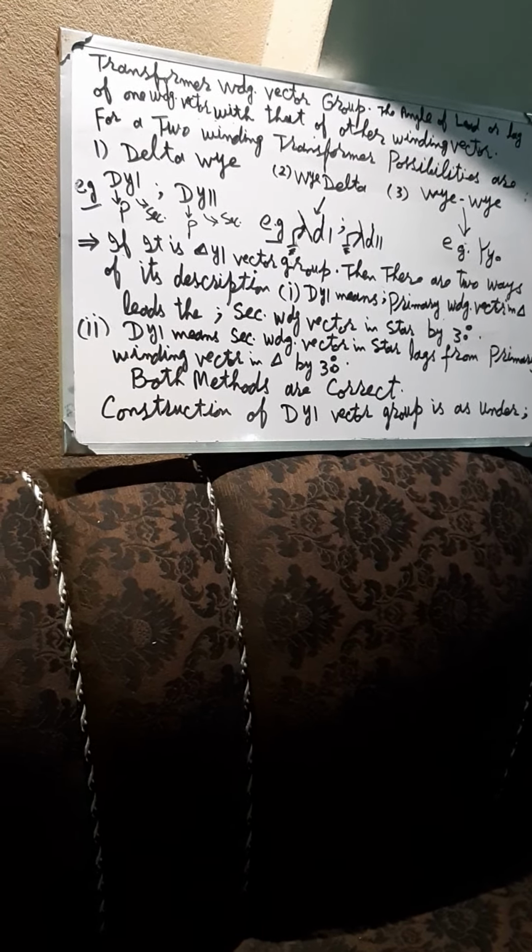Similarly, Dy11 means that the primary winding vector leads the secondary winding vector by 330 degrees, and its second explanation is that the secondary winding vector lags the primary winding vector by 330 degrees. If you take the lesser angle, then in the anti-clockwise sense, I can say that the secondary winding vector leads the primary winding vector by 30 degrees. So this is also called positive 30 degrees angle.